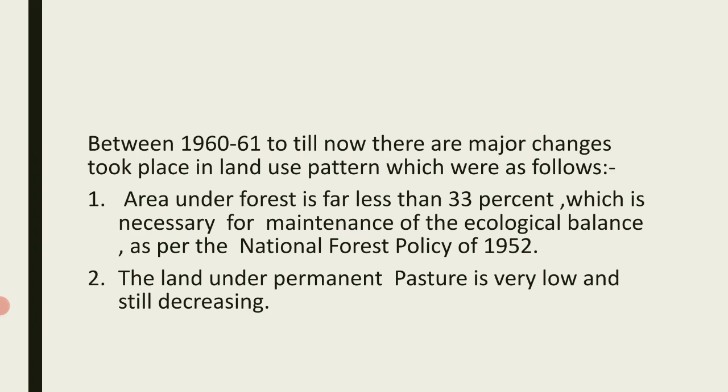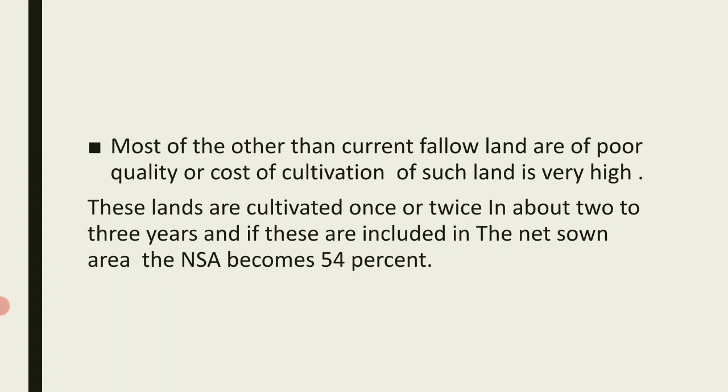Between 1960-61 till now, there have been major changes in land use pattern, which are as follows. First point is area under forest is far less than 33%, which is necessary for maintenance of the ecological balance as per the National Forest Policy of 1952. The next is the land under permanent pasture is very low and still decreasing. The next point is most of the other than current fallow land is of poor quality or the cost of cultivation of such land is very high.